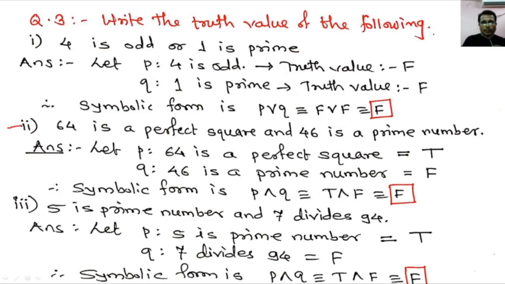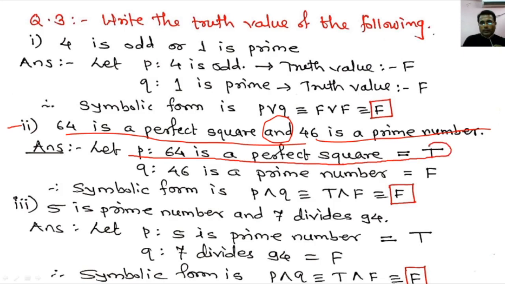Second statement, that is 64 is a perfect square, we know that that is true, and 'and' is used in between, and 46 is a prime number, we know that 46 is not a prime number, and therefore it is clear that the first statement P, that is 64 is a perfect square, is true, and the second statement, that is 46 is a prime number, is false, and the symbolic form due to AND is P and Q, therefore it is true and false. True and false is always false, therefore the resultant statement is false.